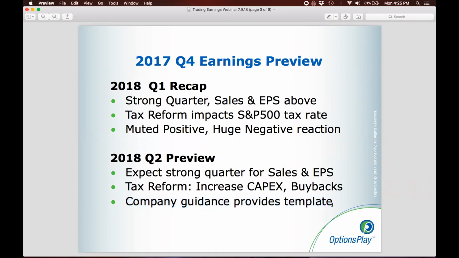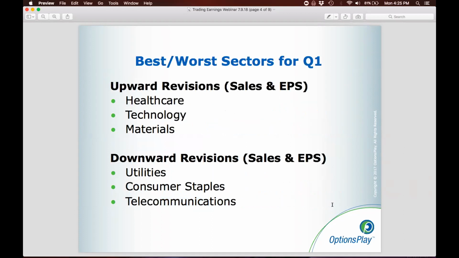So now that we have an idea of our expectations going into the next earnings cycle, which is just starting, let's take a look at what sectors are looking good for this specific quarter. The sectors that we're seeing good upward revisions, meaning companies that are guiding higher on both sales and earnings per share, are healthcare, technology, and materials. Technology has been a strong sector for quite some time.